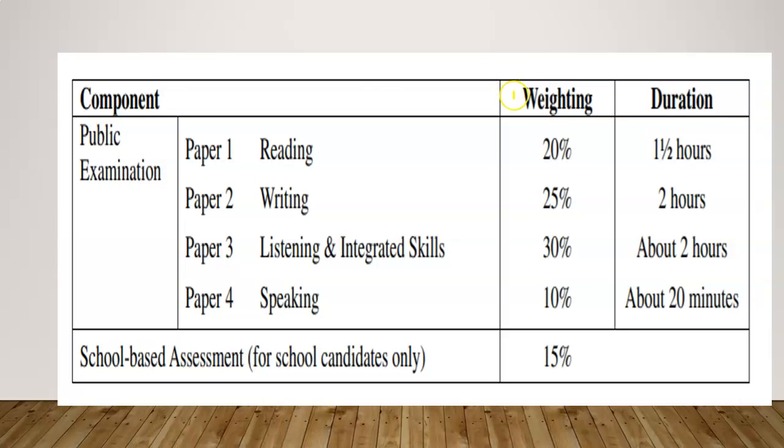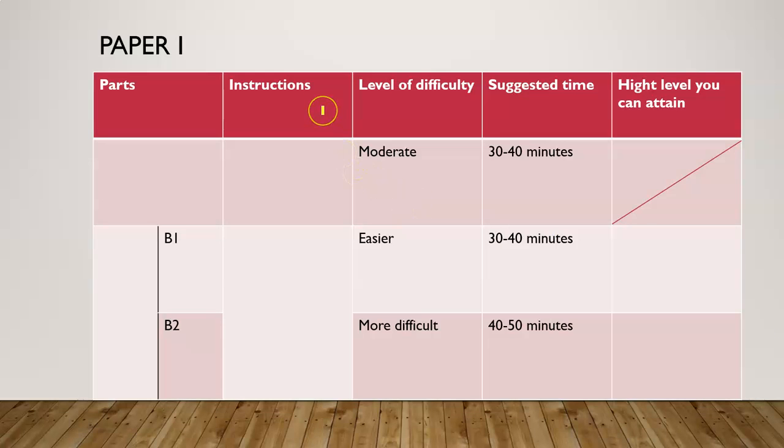Okay, there's another table for it, including the weighting for each paper and the duration. Okay, please check these carefully. So now let's talk about paper 1. Paper 1, there are 2 parts. Part A, 10%, and Part B, also 10%.